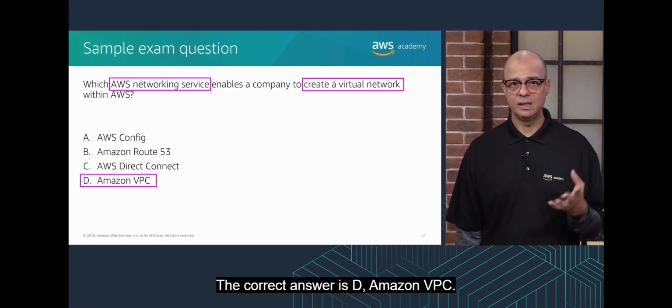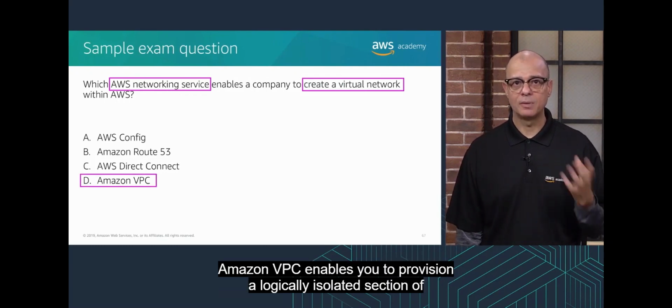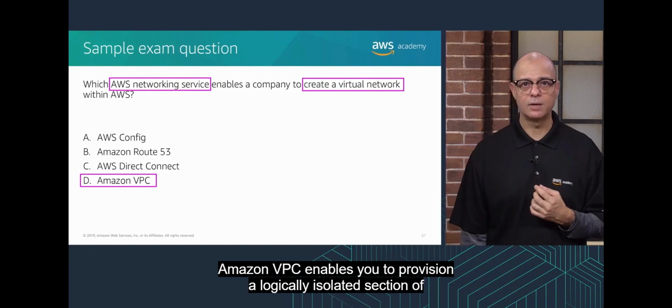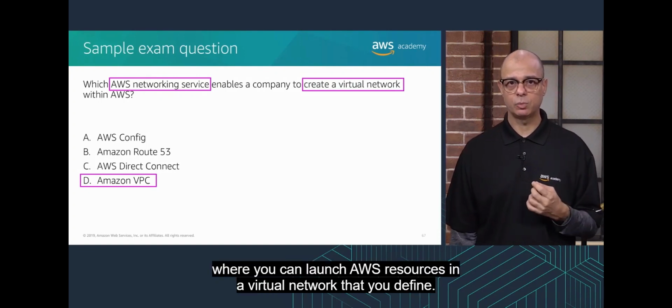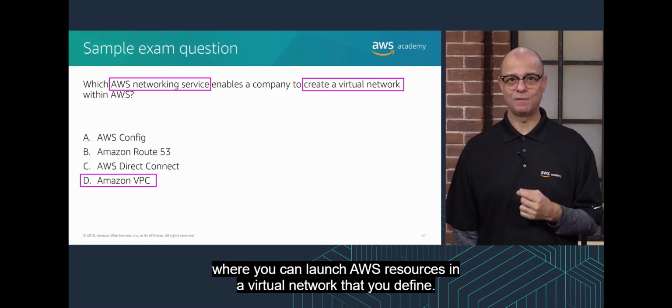The correct answer is D, Amazon VPC. Amazon VPC enables you to provision a logically isolated section of the AWS cloud where you can launch AWS resources in a virtual network that you define.